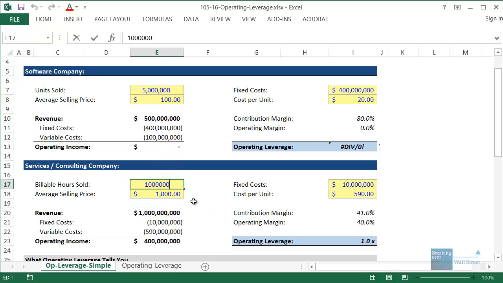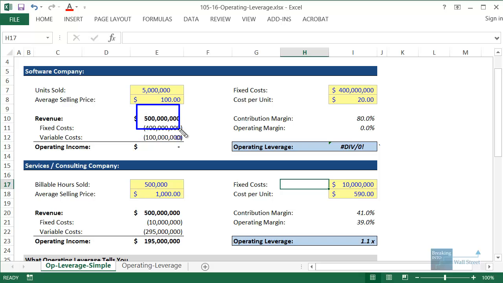And let's knock their billable hours down to 500,000. And so now you can see the issue. We have the same amount of revenue for both companies now, but since our consulting company has much lower fixed costs, our operating income is now actually higher than it is for the software company. Why? Because our fixed costs are much lower, and as our sales fall, it doesn't hurt us as much because most of our costs are variable.